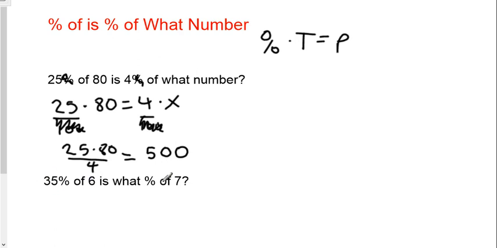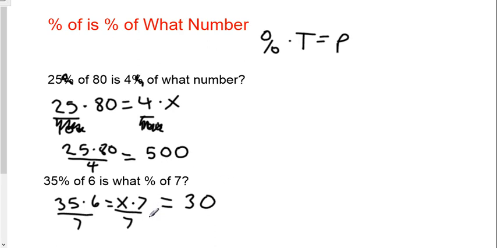35% of 6 is the same as what percent of 7? Well, like I said before, the percentages are going to knock each other off, so you're basically left with 35 times 6 is the same as what times 7? So all you're going to do is divide this by 7. 35 divided by 7 is 5. 5 times 6 is 30. So the answer is 30.